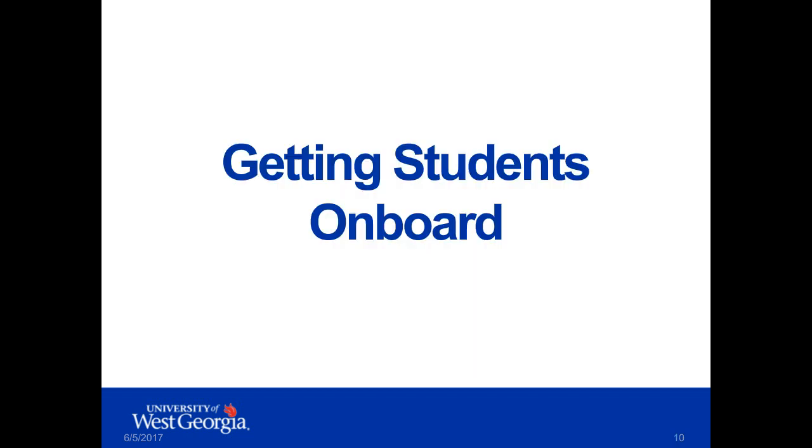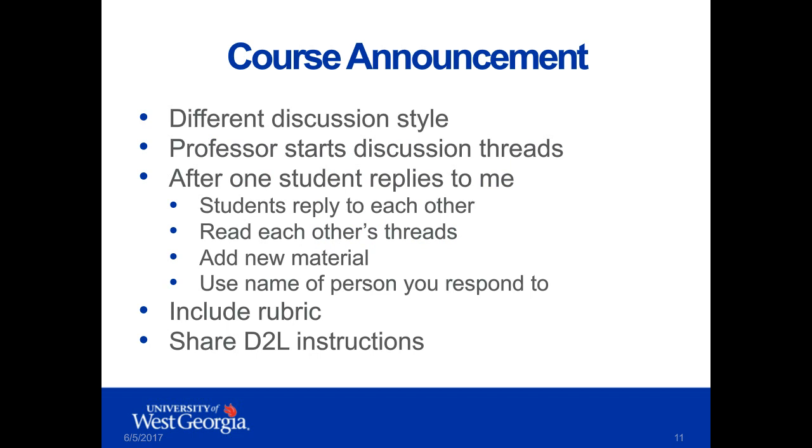So how do we get students on board and let them know how to do this? I start with a course announcement and an email before the semester starts, and I let them know, hey, this is going to be a different discussion style than you've seen before. I'm going to start the discussion threads, and you'll be replying to me. After one student replies to me, everyone else will be replying to each other. To keep track of that, you'll want to use the name of the person you're responding to. So read each other's threads, add new material, and so on.